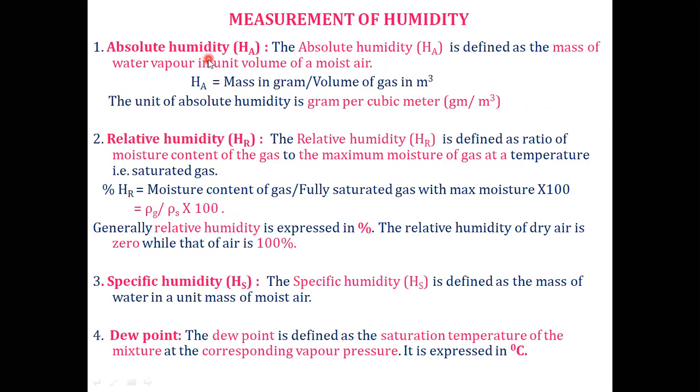First one is absolute humidity, HA. The absolute humidity HA is defined as the mass of water vapor in a unit volume of moist air, where HA is the mass in grams per volume of gas in cubic meter. The absolute humidity is gram per meter cube. This is the absolute humidity.